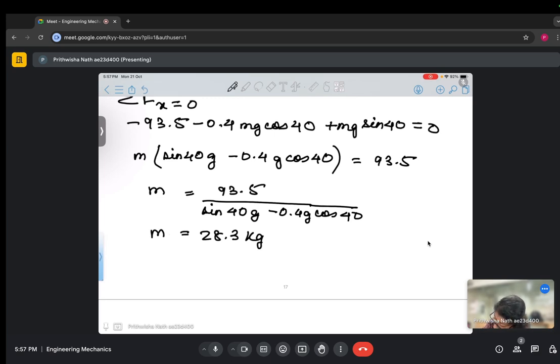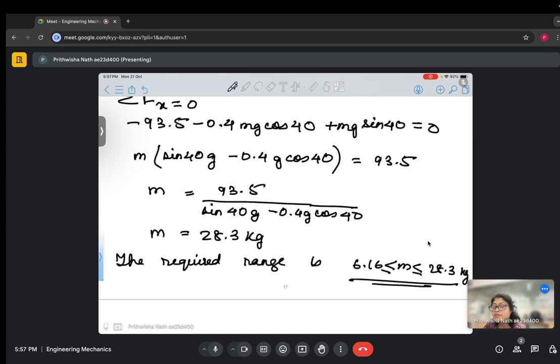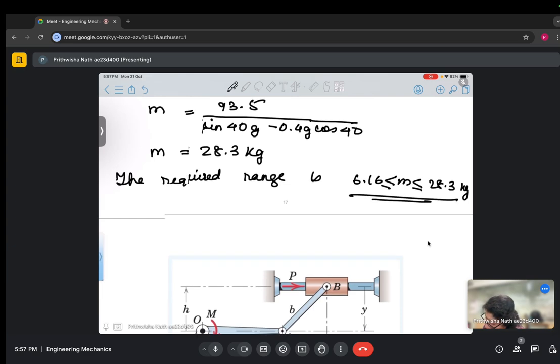So the required range of mass is between these two limits. So the required range is 6.16 and 28.3 kgs. Now moving on to the next problem.